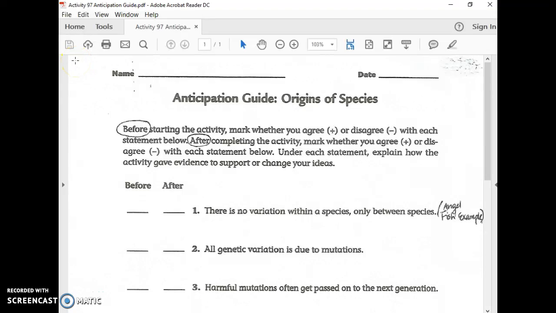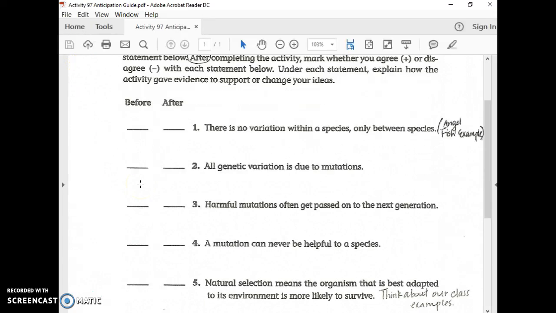Welcome to Activity 97. Hopefully you're sitting at home in your pajamas, but right now I would like for you to take out your anticipation guide for the origins of species. That's again the student sheet for Activity 97. And let's fill out the before column.